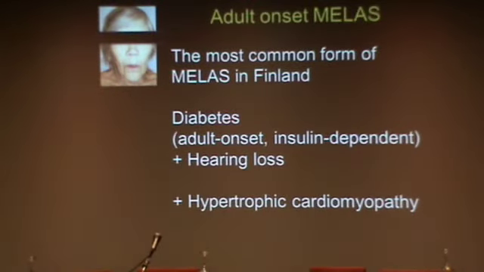This woman here was completely asymptomatic until 50 years of age. Then she developed diabetes and hearing loss, and the MELAS mutation was found. She has almost 90% mutant mitochondrial DNA, after living 50 years healthy. And then we have children who have the same mutation percentage who develop a very severe brain disease. So there is a lot for us to study and understand about why the manifestations differ. However, she also had hypertrophic cardiomyopathy, and this was her major problem.